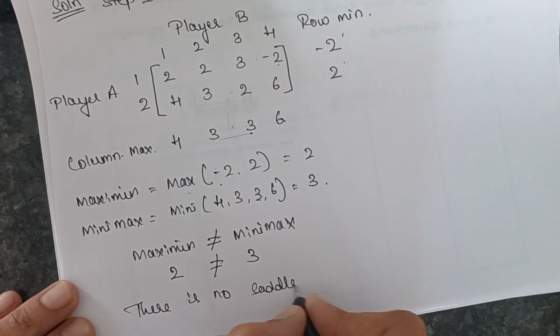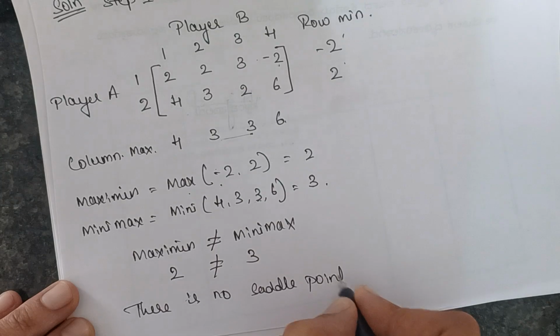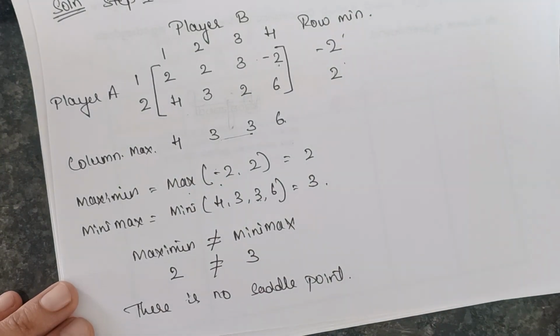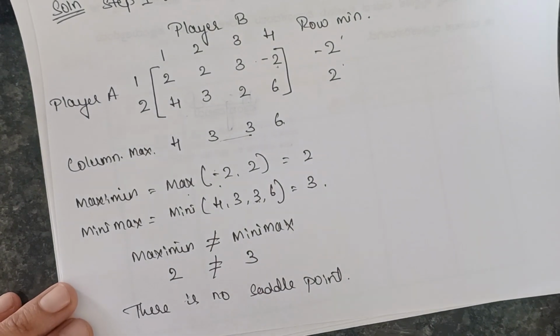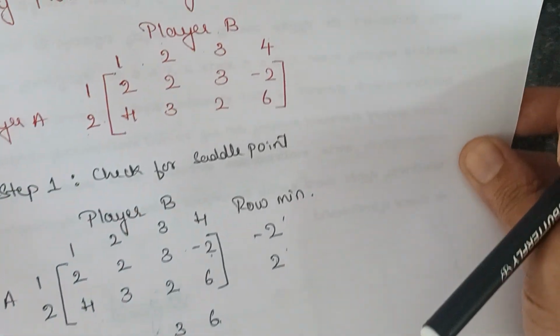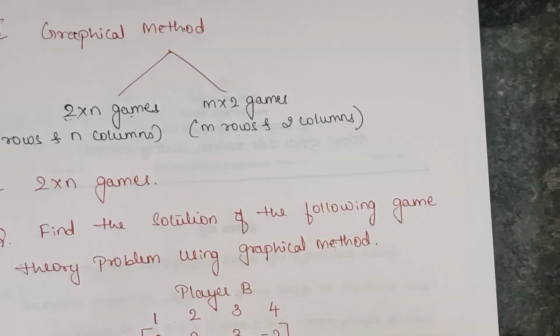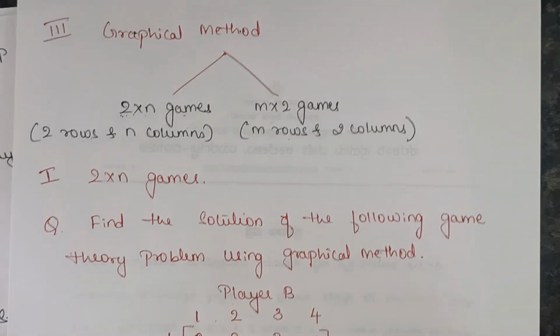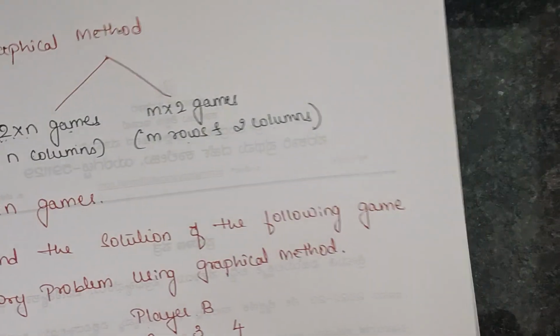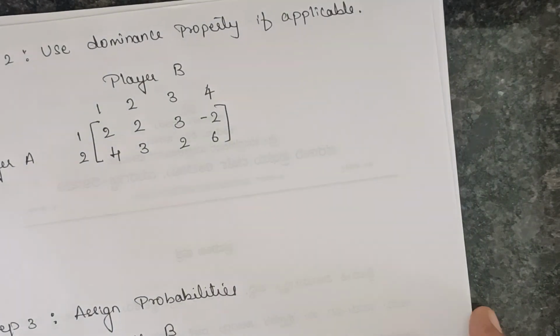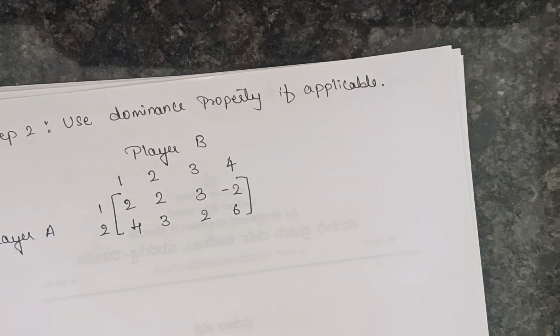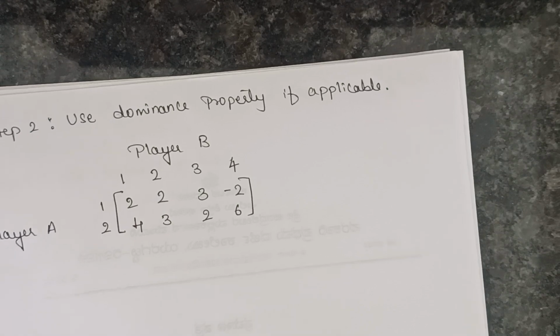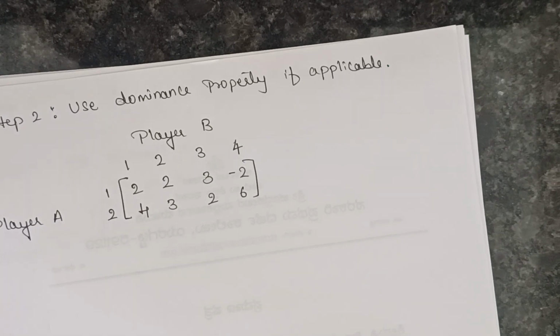So when there is no saddle point, we need to go for one of the options available for mixed strategy. So here we will be using the graphical method. To find the solution, let us go for the graphical method. Step 2 will be to use the dominance property. The first step is to see whether there is a saddle point or not. And once this is done, see whether we can use the dominance property.